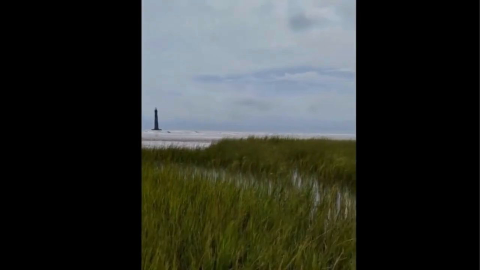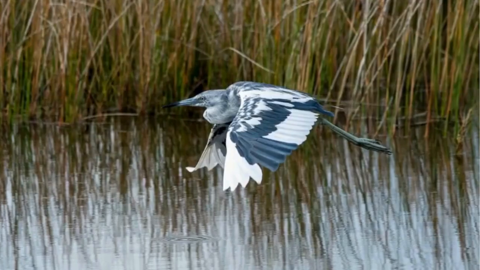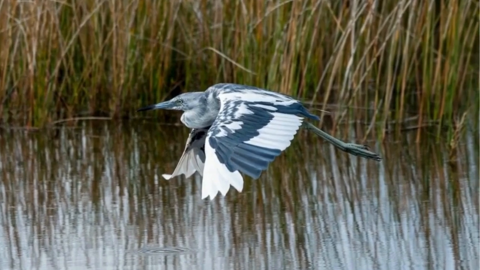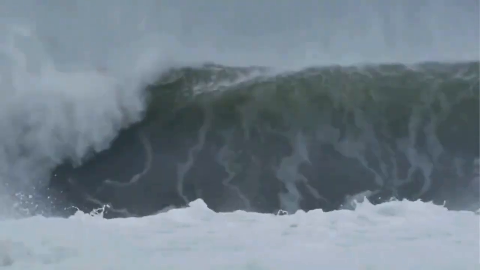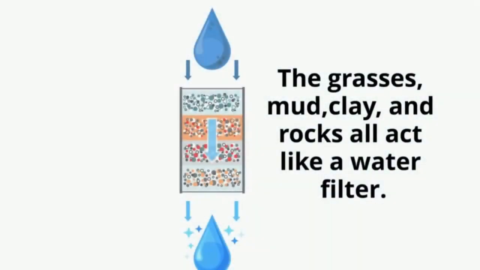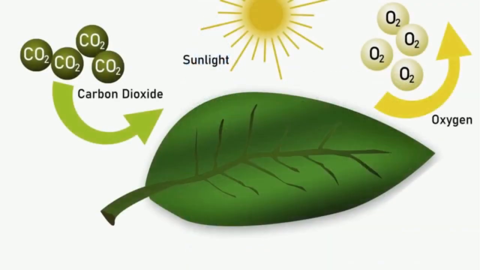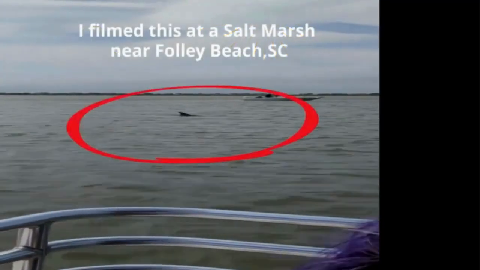Salt marshes are important ecosystems that provide a variety of benefits, which include a habitat for wildlife, including birds, fish, and even dolphins. Protection from storms and erosion. It's a great water filtration system. And carbon storage, because all the plants take in carbon dioxide and release oxygen during photosynthesis. Like I said, salt marshes can also be a home to dolphins where they go for food.